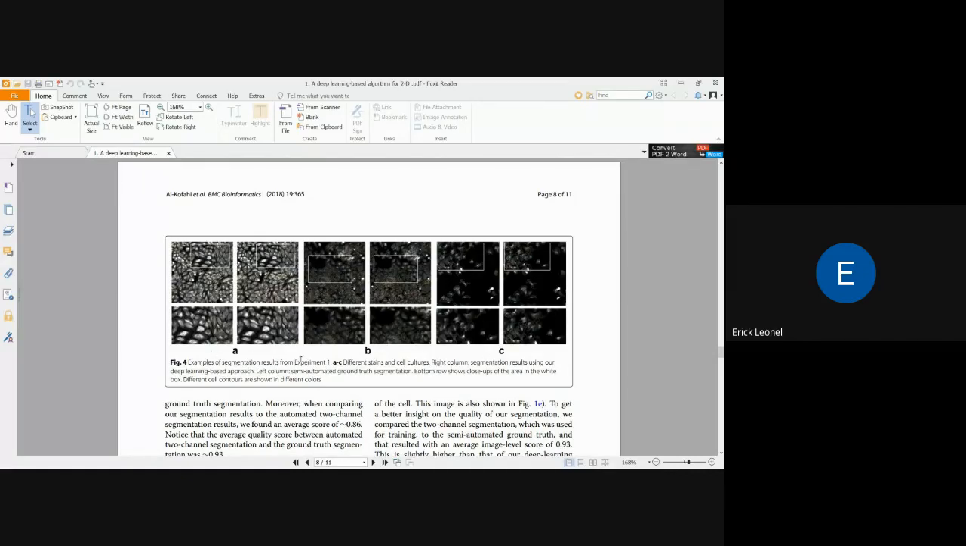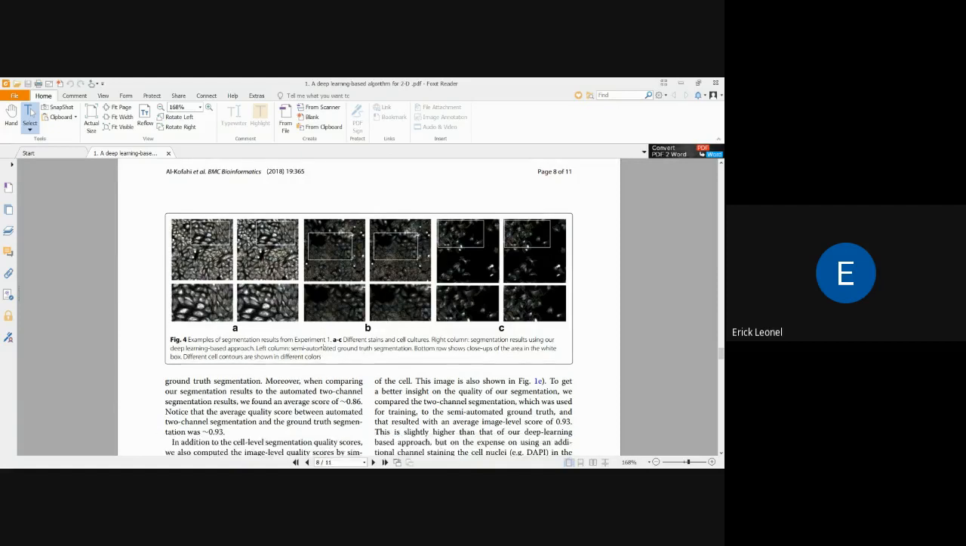From A to C, we see different stages of cell culture. On the right column, we can see segmentation results using the learning-based approach. On the left column, semi-automated ground-truth segmentation. The bottom row shows a close-up of the area in the white box. Different cell contours are shown in different colors.